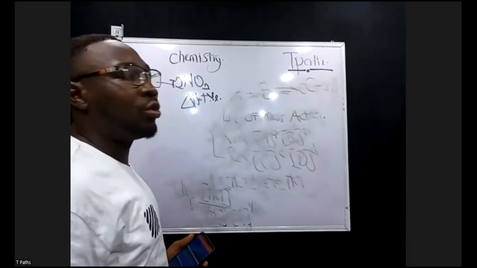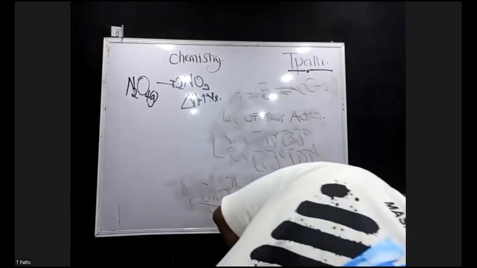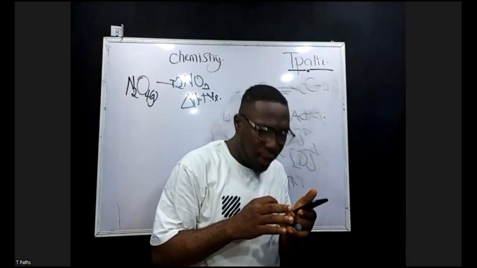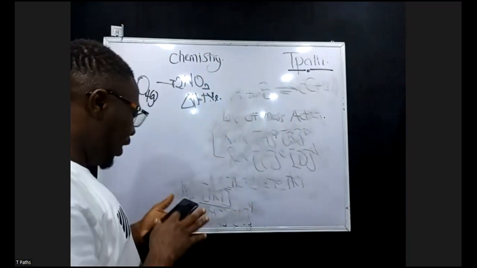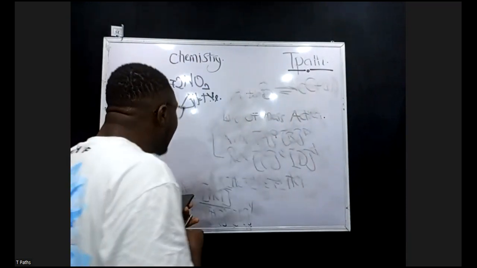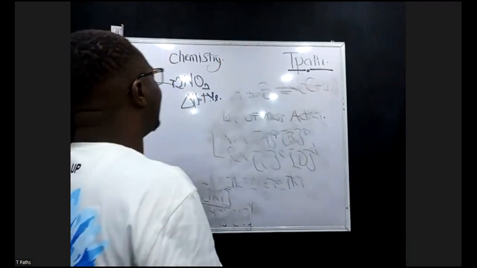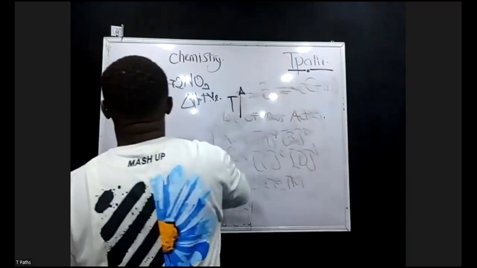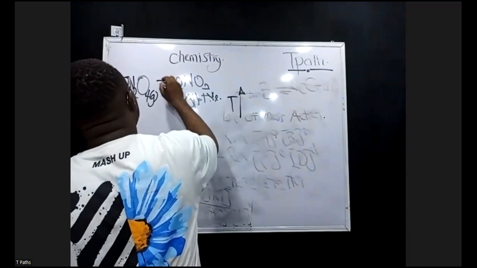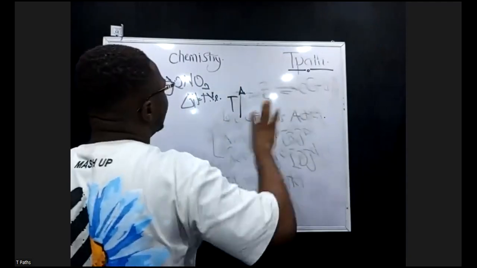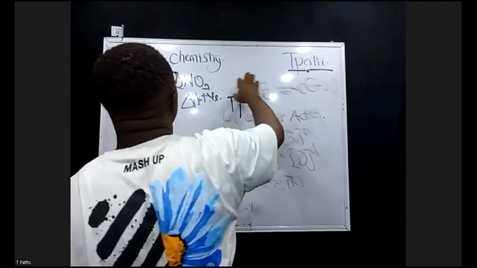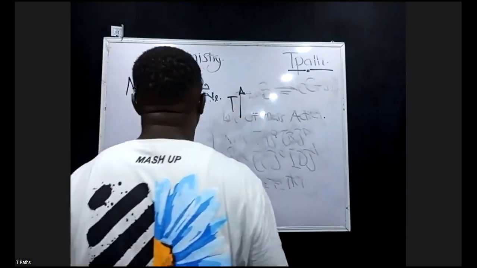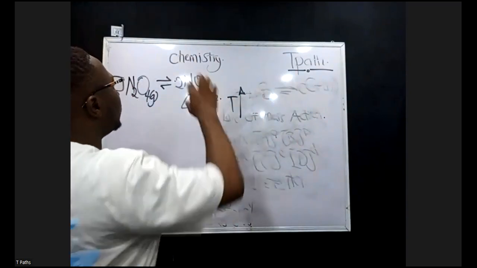Now, based on this, N2O4 giving us 2NO2, what happens if the temperature is increased? That's what we want to learn here today. If temperature is increased in an endothermic reaction, what happens? The equilibrium will shift to the right. When you go to the right, you can easily deduce that more NO2 will be produced. So if we increase the temperature of the system, more NO2 will be produced, because the equilibrium will shift to the right.